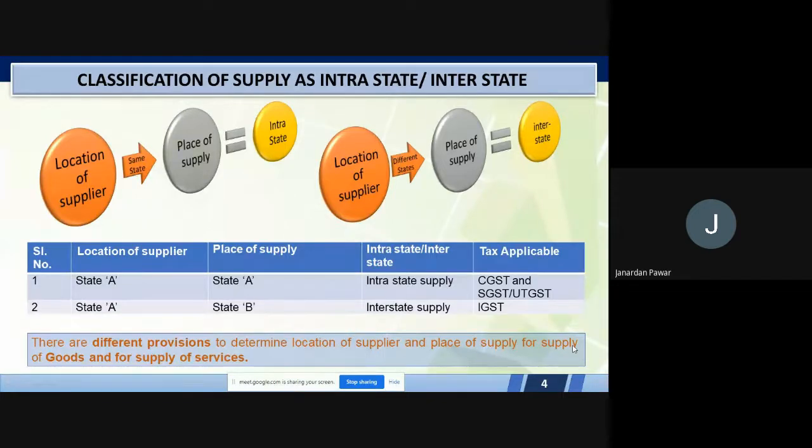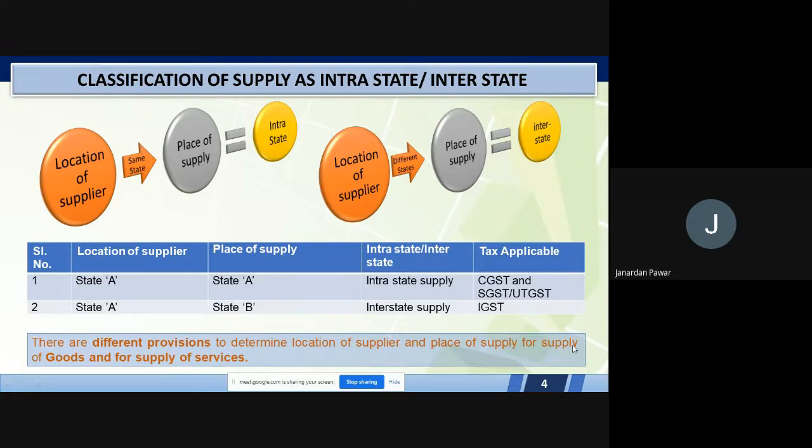So what you guys have to remember, location of the supplier means the place of supplier. And place of supply is nothing but the place of receiver, the person who is going to receive the goods or services. And that kind of thing is called as place of supply. Remember, I hope you guys have understood.